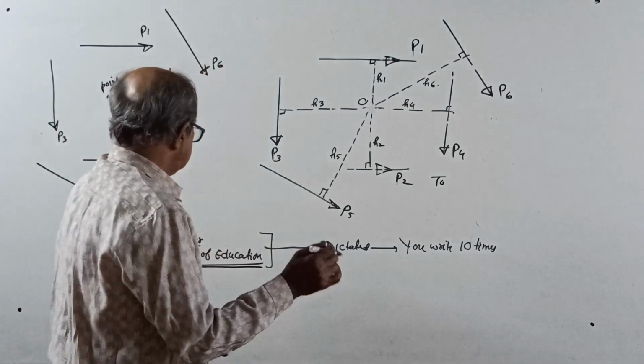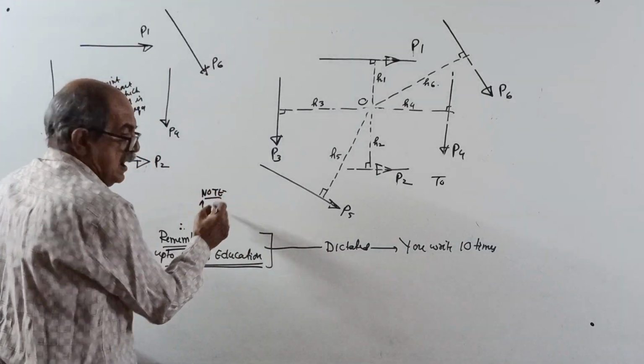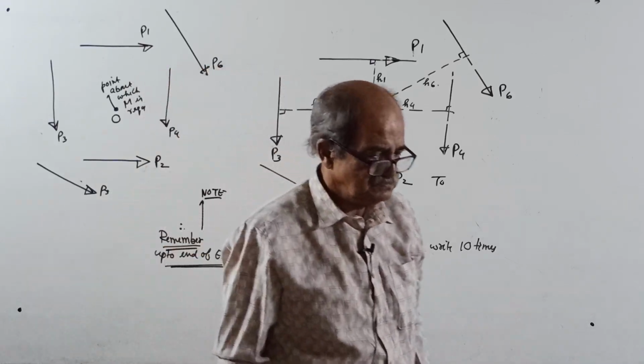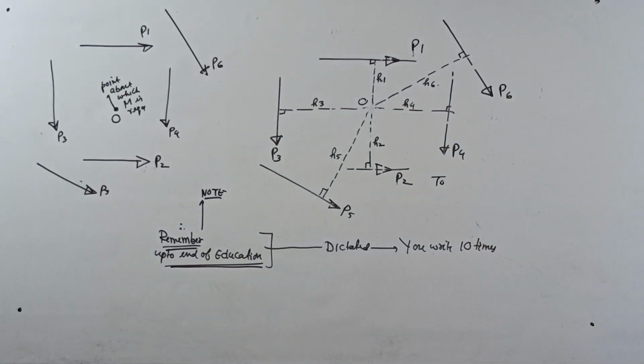First, write some note. I am dictating. I will sit there and dictate. I will not show my face to you, only my voice is sufficient. You cannot see me now. Okay, I will dictate. Moment of any force about any point is the force magnitude multiplied by the perpendicular distance from that point to the line of action of the force.